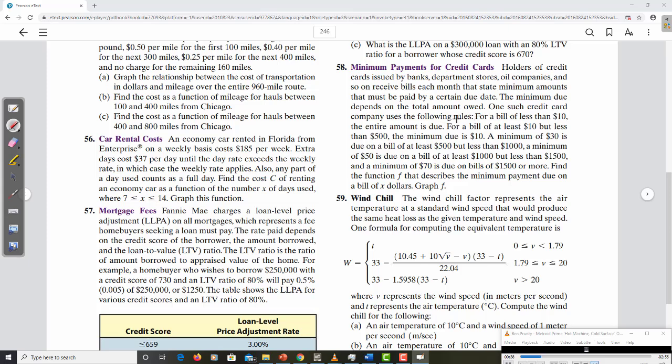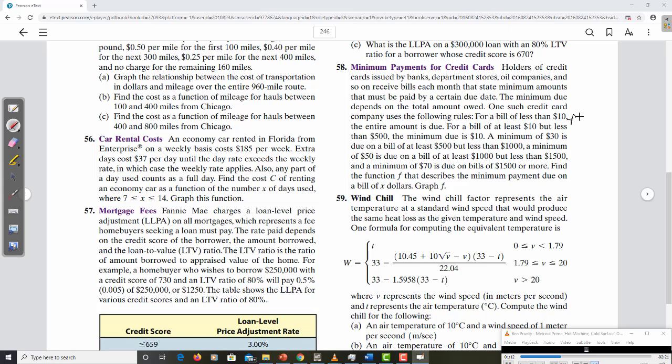One such credit card company uses the following rules. For a bill of less than $10, the entire amount is due. For a bill of at least $10 but less than $500, the minimum due is $10. A minimum of $30 is due on a bill of at least $500 but less than $1,000. A minimum of $50 is due on a bill of at least $1,000 but less than $1,500. And a minimum of $70 is due on bills of $1,500 or more. Find a function that describes the minimum payment due on a bill of x dollars.